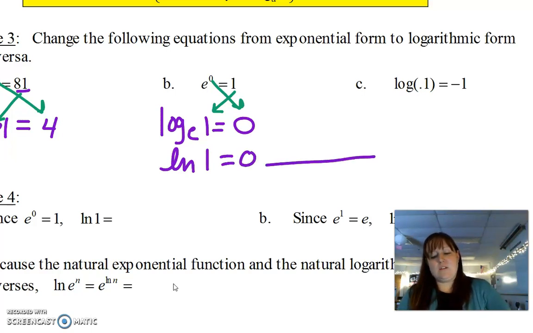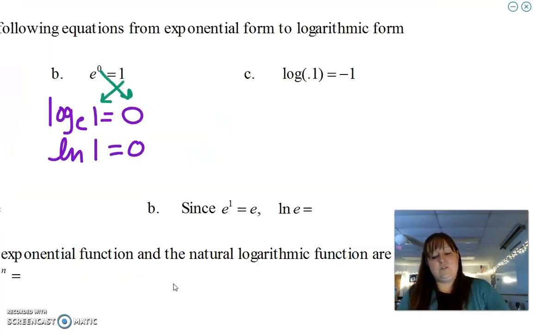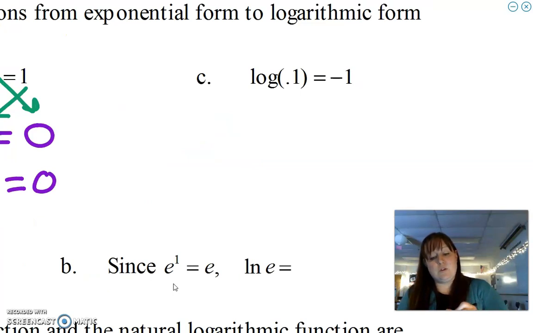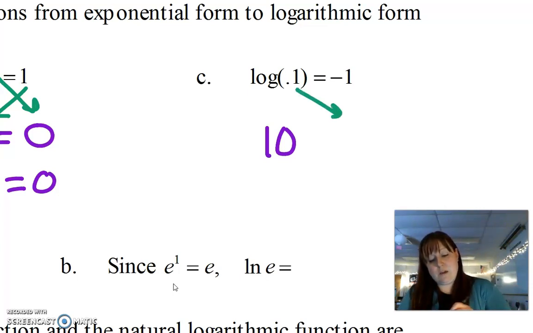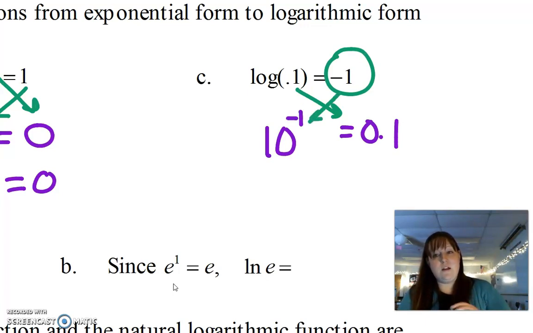Okay? Now this next one, it's the other way around. So it's asking us to go from a log to an exponential. So again, let's keep our base the same. So our base is still 10, because when you see log without a base written, it's just 10. And so then our input becomes our output. So we have 0.1 here. And then our output becomes our input. So we put -1 there. And that makes sense, right? Because 10 to the -1 is 0.1.